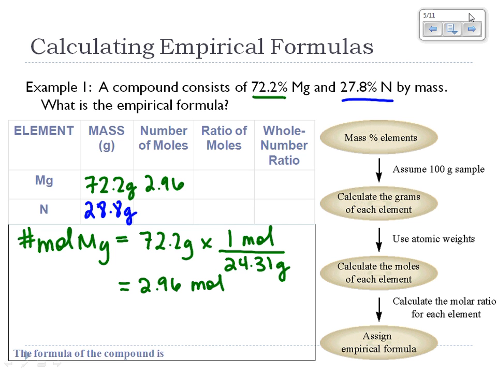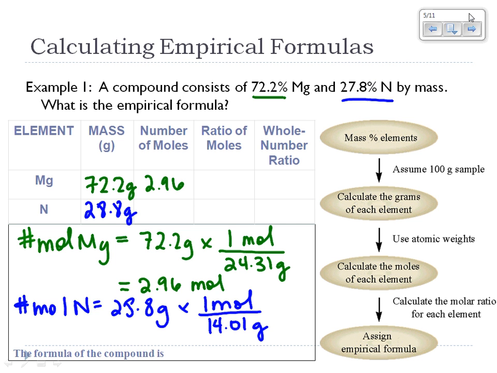Then I can do the exact same thing for nitrogen. Find the number of moles of nitrogen. If I have 28.8 grams, again, I'm going to end up dividing by the molar mass of nitrogen, which is 14.01 grams per mole. When I do that, I get 1.98 moles of nitrogen. So I'm going to put that number in here. Now I'm showing you all the steps in this one. I'm not going to always do that because I'm going to start to assume that you know how to change between grams and moles really easily.